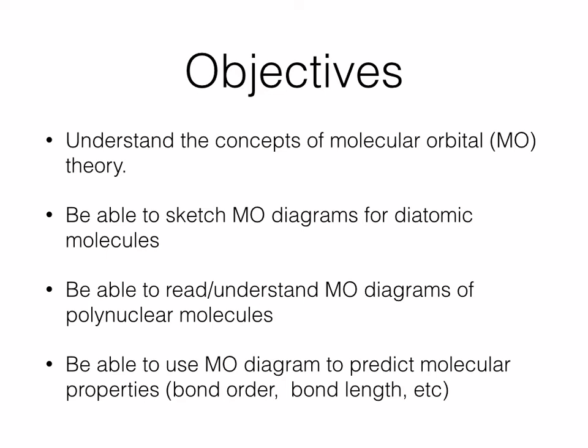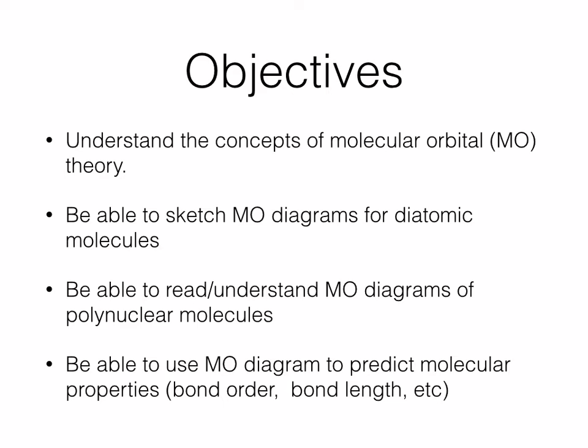The overall objectives are the following. First of all, be able to understand the basic concepts of molecular orbital theory and be able to sketch MO diagrams for diatomic molecules. Those are specifically our first and second row homonuclear and heteronuclear diatomic molecules.